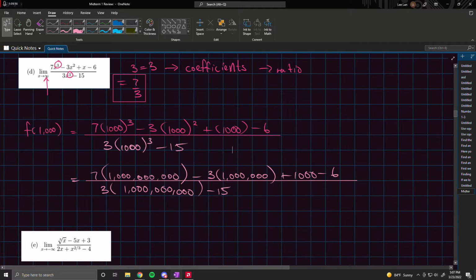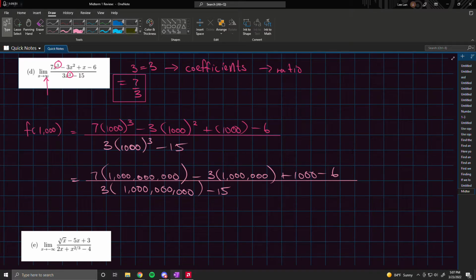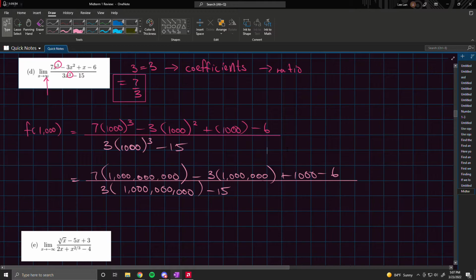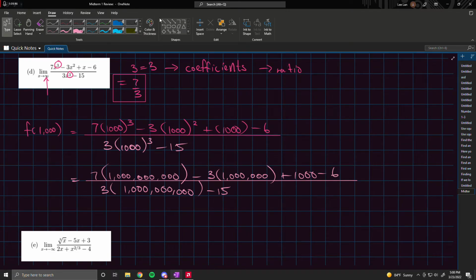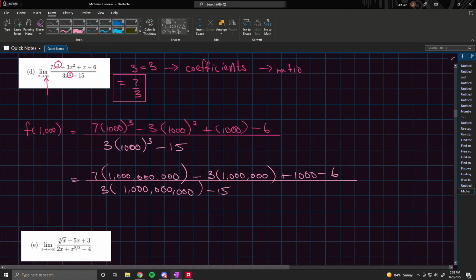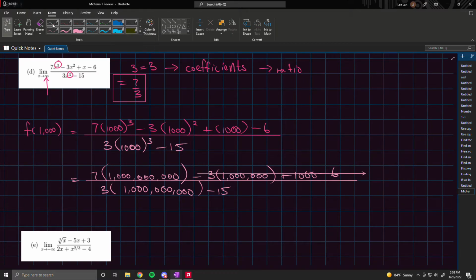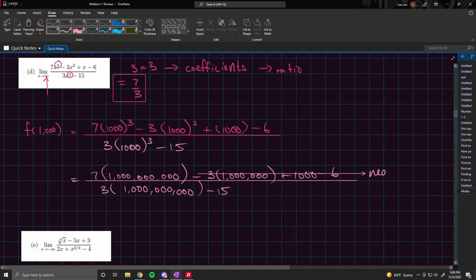Hopefully by now you can see what's going on. Here we have 7 billion subtracted by 3 million. 3 million is kind of a large number, but in the context of a billion, it's only 1,000th as large. And 1,000, in the context of a billion, doesn't matter. And then minus 6 really doesn't matter. These are negligible.